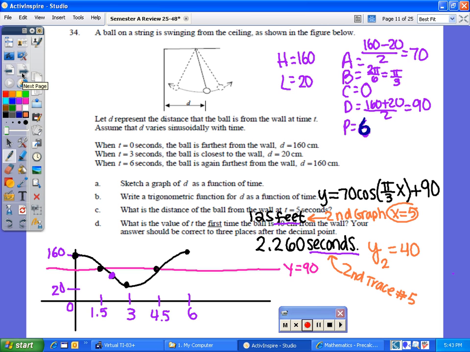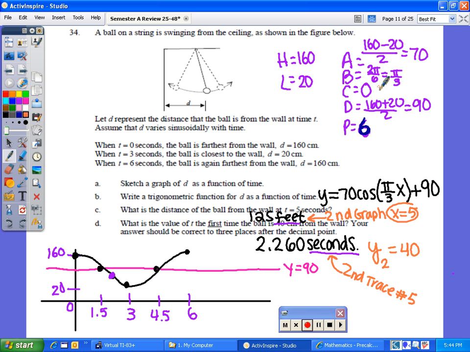Alright, favorite problem in the world. Pendulum problem, ball on a string problem, whatever they call it. It's really easy because they give you the whole period. It goes from 0 to 6, so your period is 6, making your b pi over 3. Starts at t equals 0, so that's c equals 0. And then you can find your a and d using the formulas, either high minus low or high plus low over 2. Alright, you look here and you see that here is the equation.